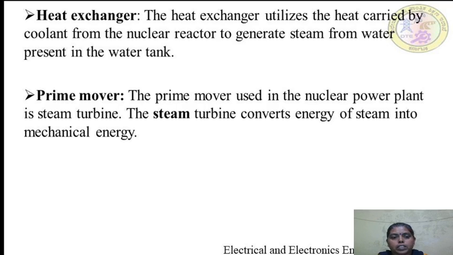The next component is the prime mover. Prime mover is nothing but a steam turbine. The prime mover used in the nuclear power plant is the steam turbine. The steam turbine converts the energy of steam into mechanical energy. Whatever steam comes from the heat exchanger is passed to the steam turbine, so the steam turbine starts rotating, thereby generating mechanical energy.